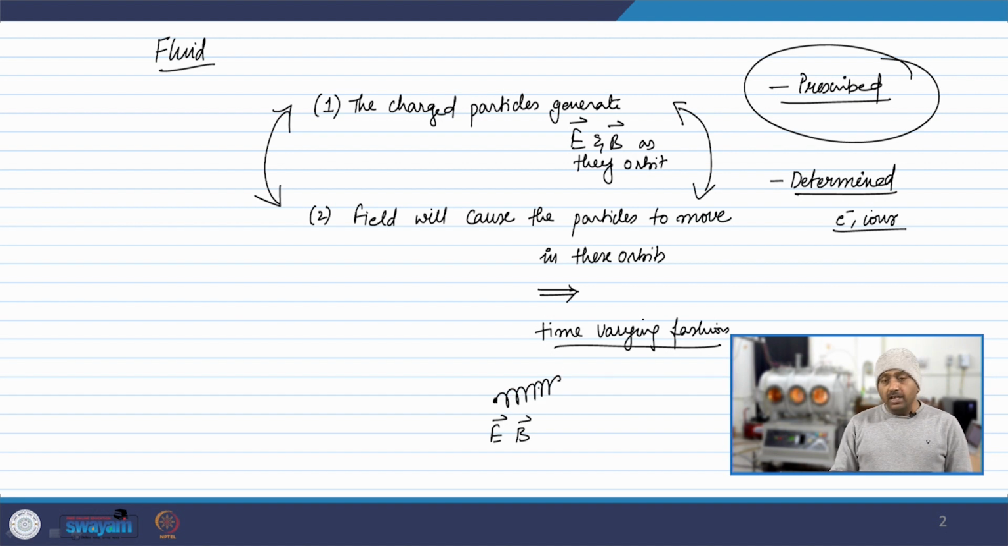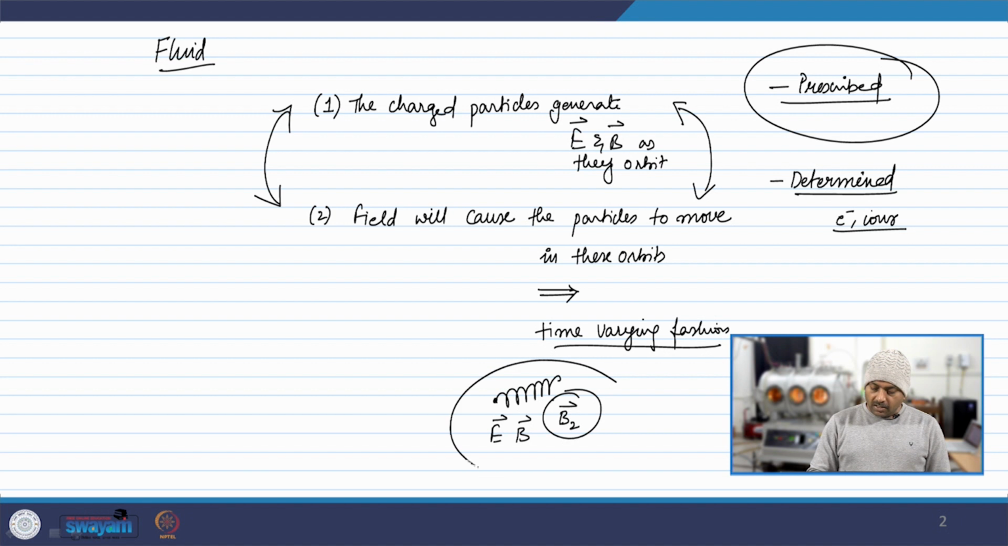As it gyrates, it will generate a magnetic field, right. So, let us say we call this the secondary magnetic field, for example. This magnetic field should now allow the particle to continue moving as it was moving earlier, right. So, this is the complicacy that I am talking about.